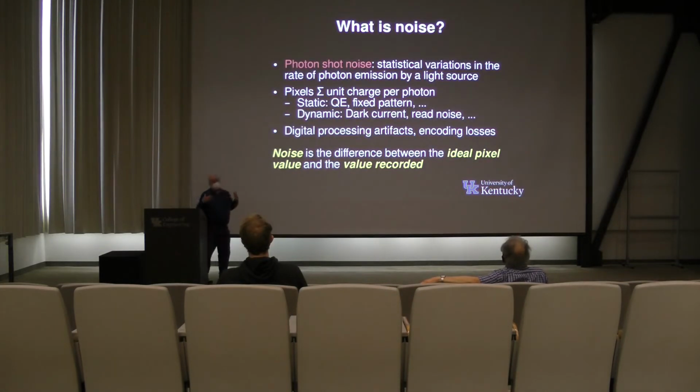Well, basically, as I started to say before, there's photon shot noise. So light itself is actually quite noisy. Basically, emission of light from any light source is a statistical process. And when you have a relatively small number of photons, you're going to get a lot of graininess, a lot of basically uncertainty in the value of a pixel.